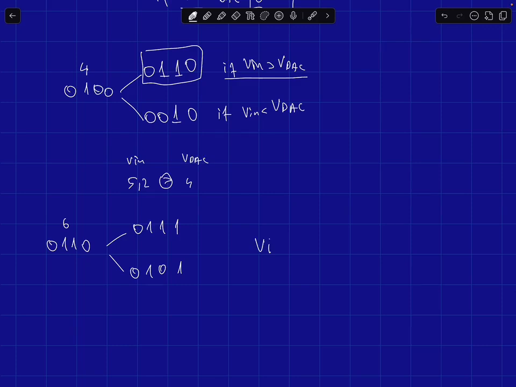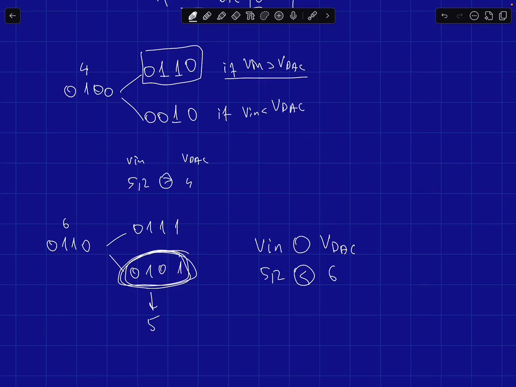Again, we compare Vin, 5.2, with VDAC, 6. Here the second condition is met, so it means that we take this number as our new number, which is the number 5. So we started from 5.2 volts and we successfully converted to 0101, which is 5 in binary. So this is our converted number.